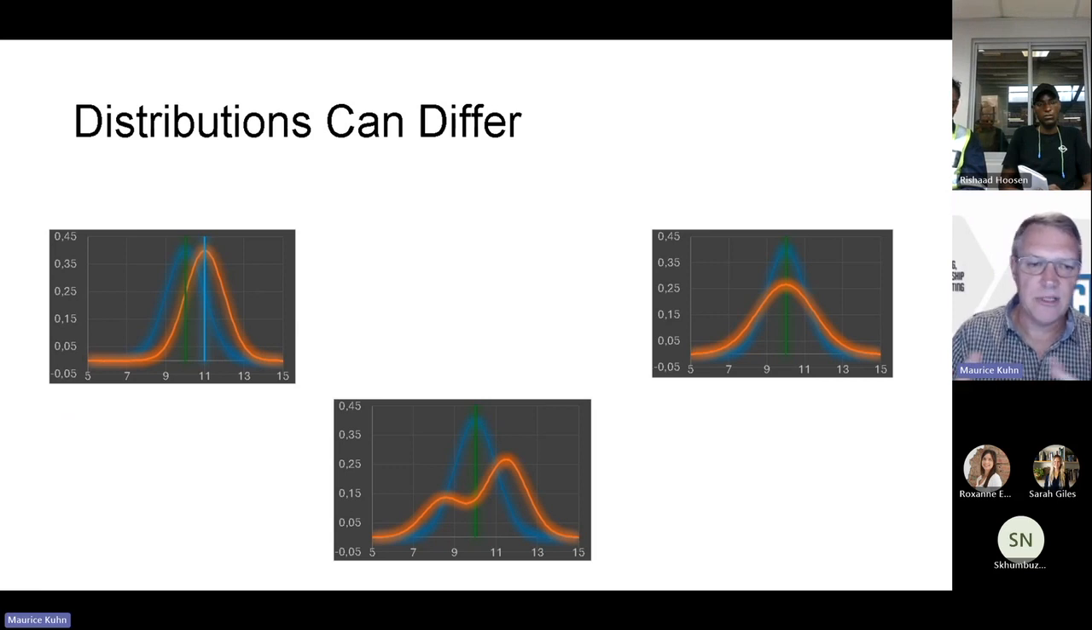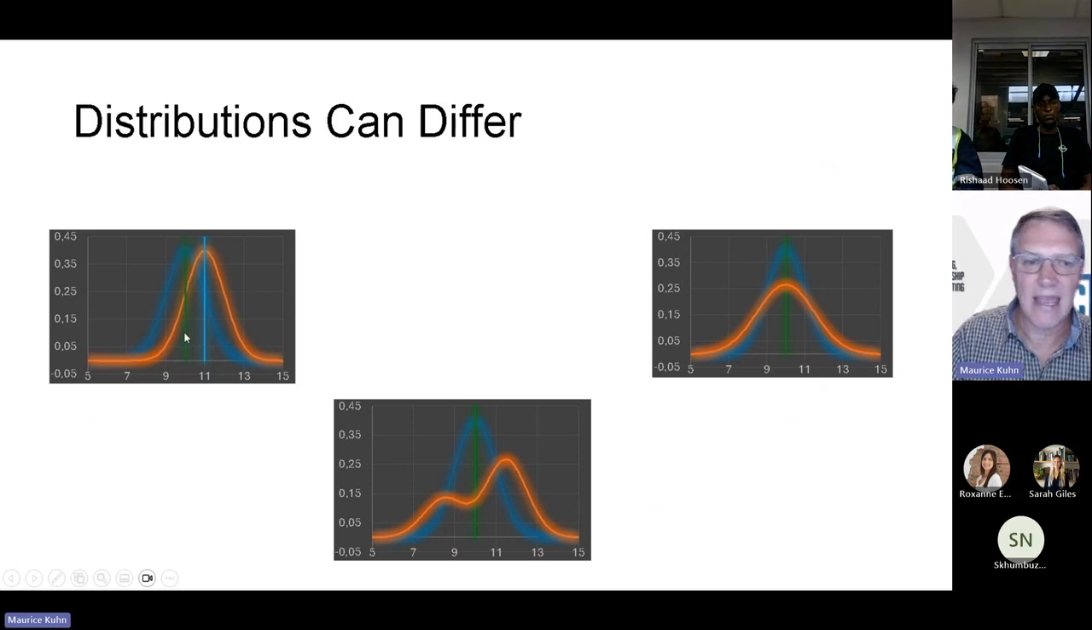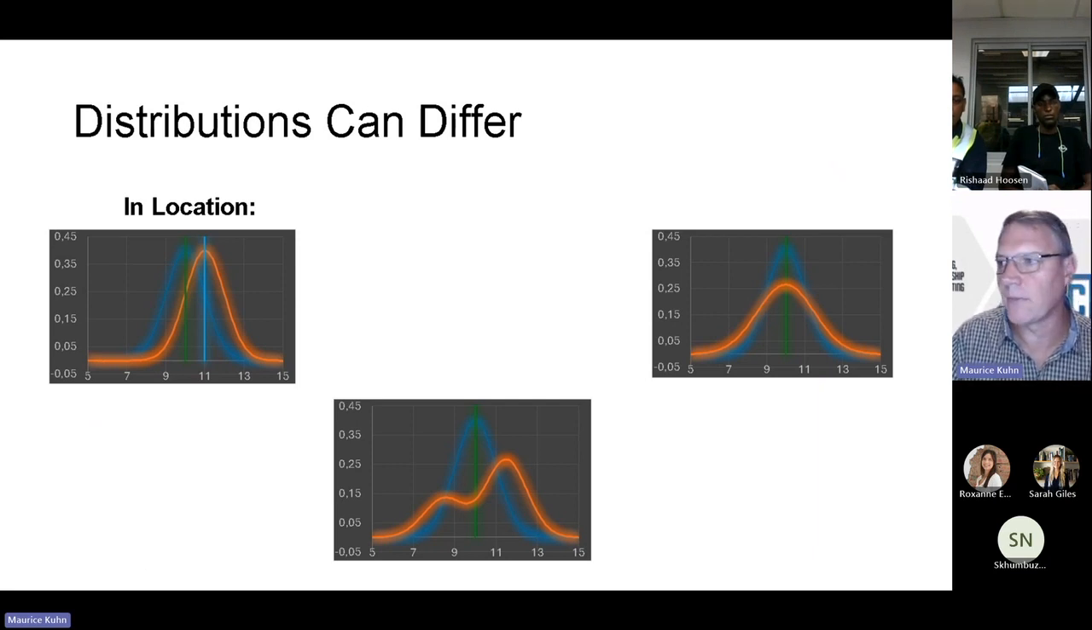So we can get different distributions that differ. If we have a look at these, let's say the blue one that we're looking at over here is where I expect to see my data, and this is where I expect to see my average. Right now, my shape is more or less right, but I'm out of spec as far as my average is concerned. So this is something we would call location. The location is different from where I expect it to be. Average is a typical location.